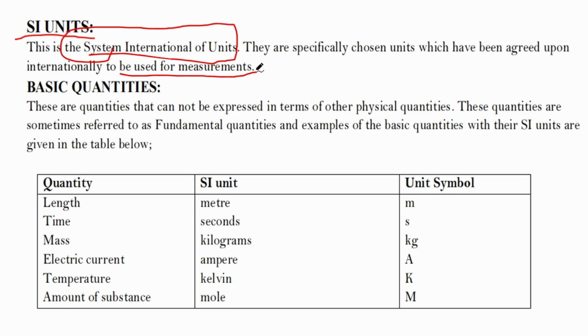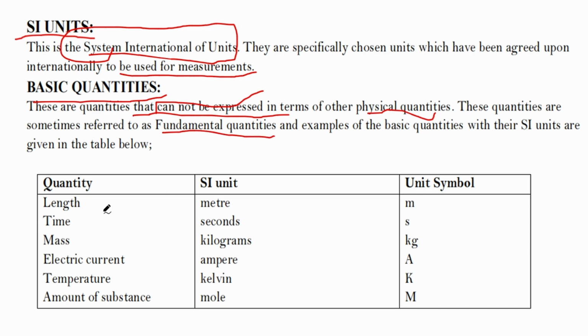Now, physical quantities are divided into two major categories. We have the so-called basic quantities, or the so-called fundamental quantities. What are the basic quantities? These are quantities that cannot be expressed in terms of other physical quantities. Sometimes we call them the fundamental quantities.